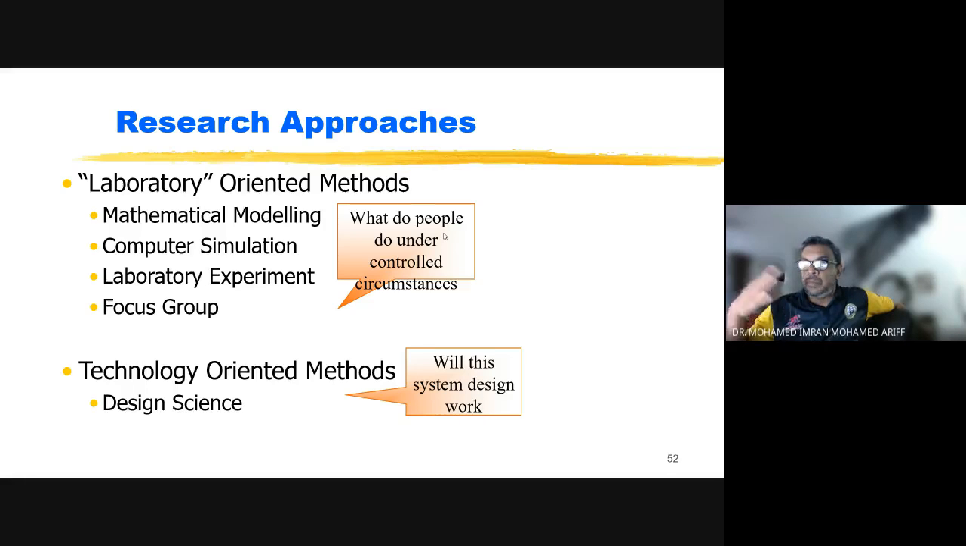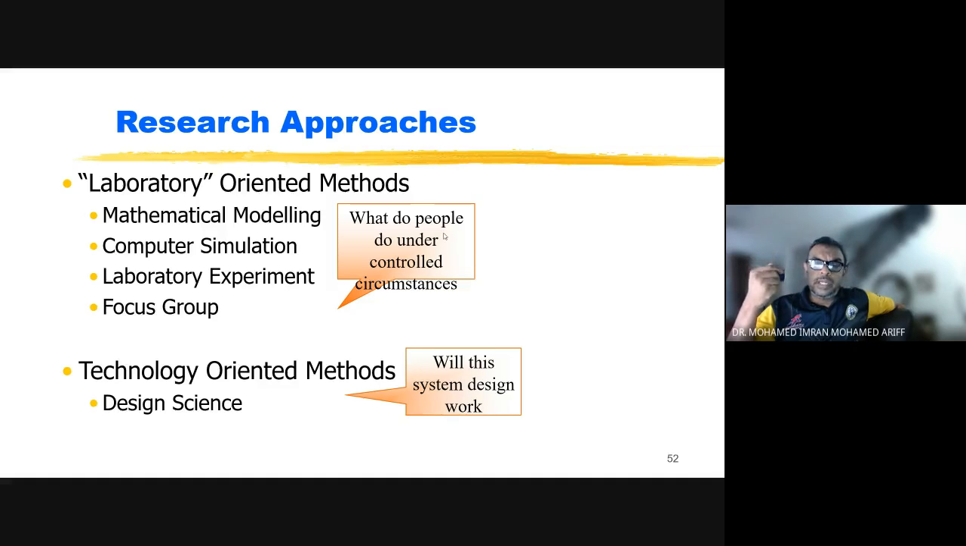Okay. But maybe adalah benda-benda lain. Tapi you kata okay, we are going to discuss on certain issues. So we control them. Okay. Meaning jawapan yang you dapat tu is based on certain conditions. Or maybe you use a technical oriented approach, which is the design science. Will this design system work? Okay, so you want to find out whether this design will work or not.